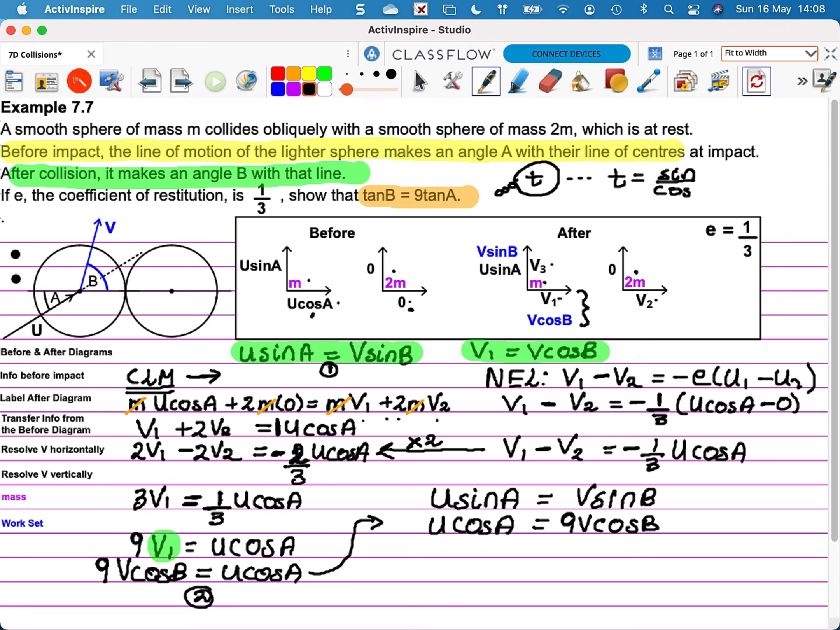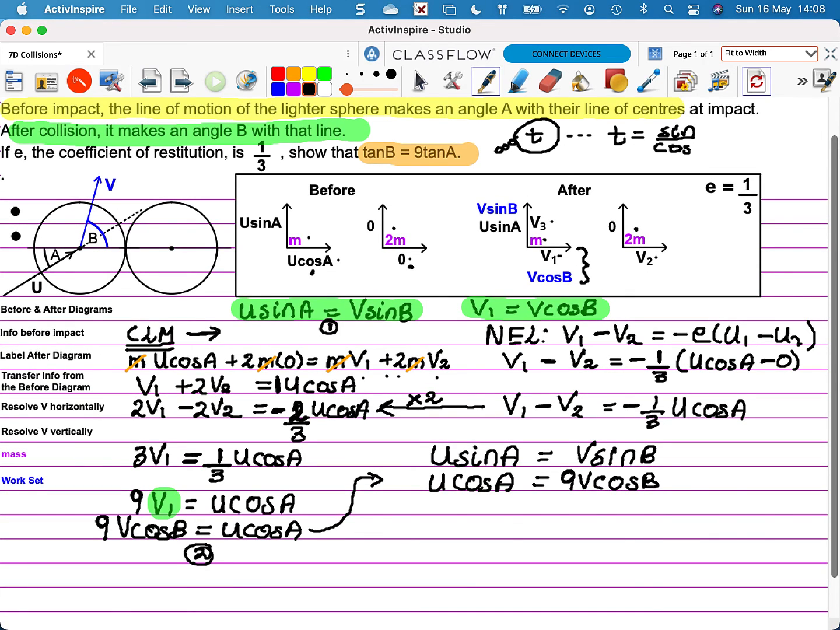Now these two equations are equal to each other, so I'm going to divide the left hand side by the left hand side, and that will be equal to the right hand side divided by the right hand side. So I've now got u sine A divided by u cos A is going to be equal to v sine B over 9v cos B. Because of this neat trick, I can now cancel out the u's, and I can now cancel out the v's.